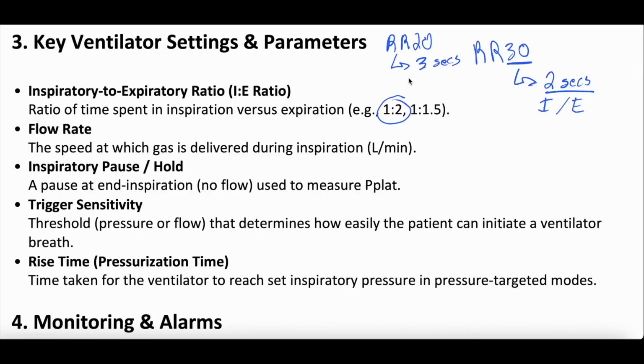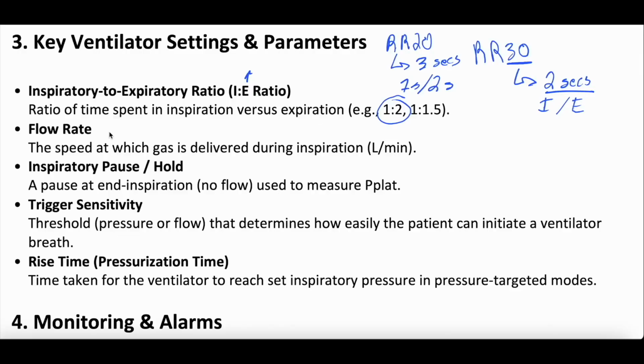So if I have an I to E of 1 to 2, it's going to be 1 second in inspiration and 2 seconds for expiration. And this gets really important for things like auto PEEP or breath stacking. Again, we have an episode on that. We won't dive into it here, but you can adjust this I to E. You can increase the amount of time they're in expiration if they have something like obstructive lung disease, where you have a much more prolonged expiratory phase.